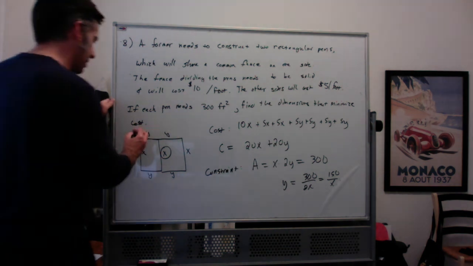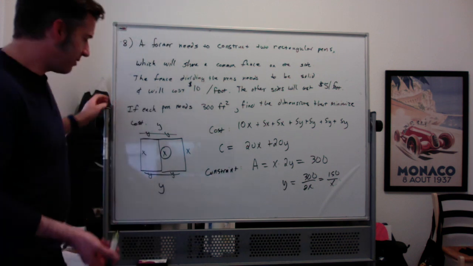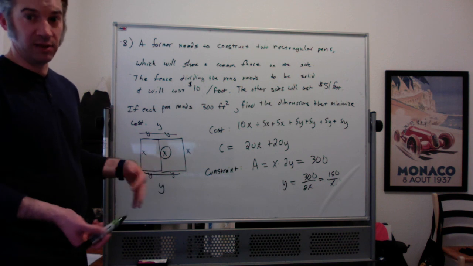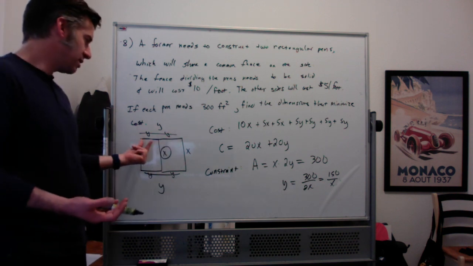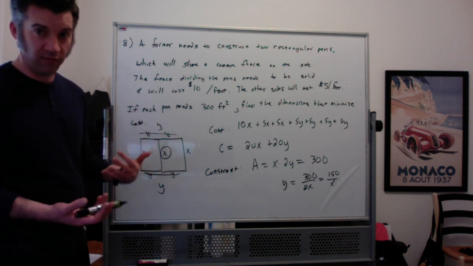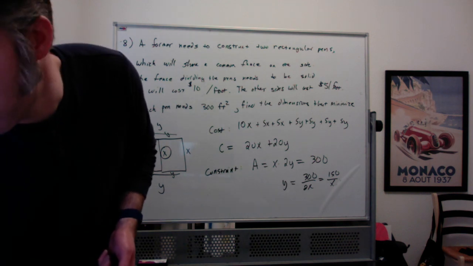If you had instead set it up as this being y and this being y, if you found x, you'd say, okay, x is the square root of 150, and when you find y, you would end up getting y being 2 times the square root of 150, but then you would say that each pen has half of that y, so it's still square root of 150 by square root of 150. All right, that's problem 8.